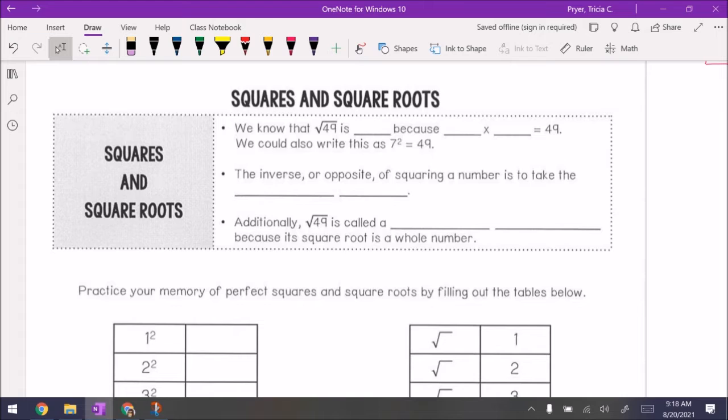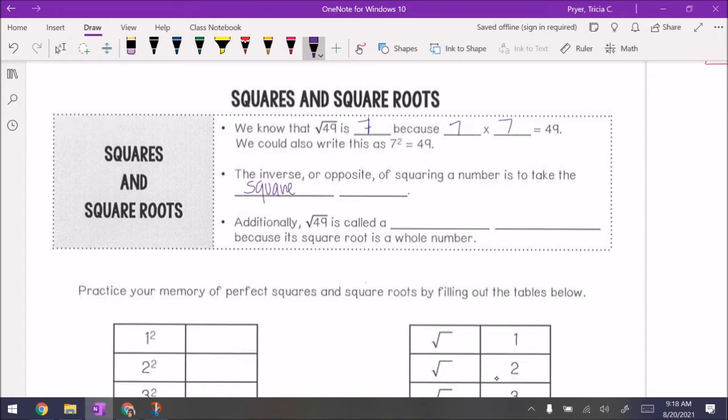Okay, so first thing is an example of a perfect square. We know that the square root of 49 is 7 because 7 times 7 is equal to 49. So 49 is one of those perfect squares. Now, the inverse or the opposite of squaring a number is taking the square root.